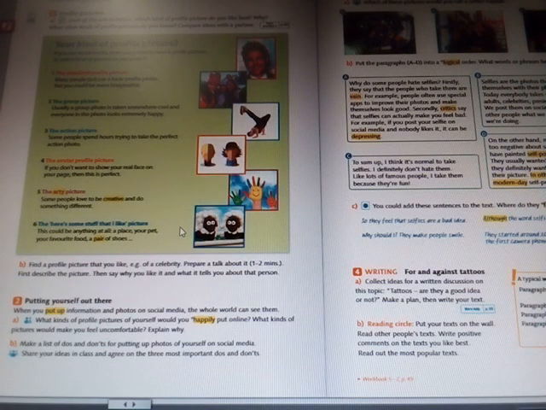I don't know. So why do people not show their real face? What do you think? Why do people choose to do one of the last three? Think about that.